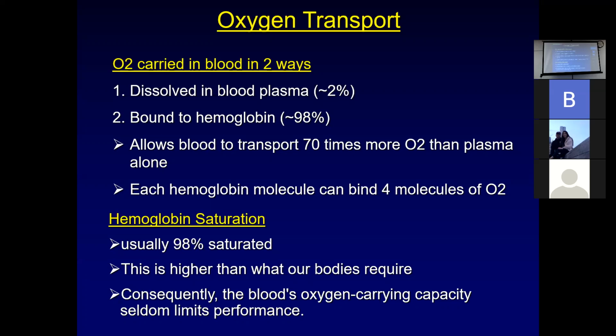So the 98% saturation is way more than what we need. It's way more. And so we have this very high capacity if you have normal pulmonary function. That lack of oxygen is rarely going to be a problem for tissue functioning at sea level at rest. Even if you are at altitude and even at very high intensity exercise, a lack of oxygen is rarely going to be the thing that really stops you and limits performance.